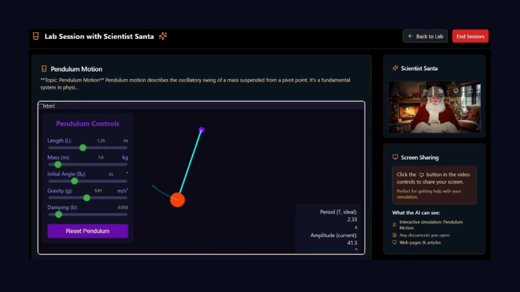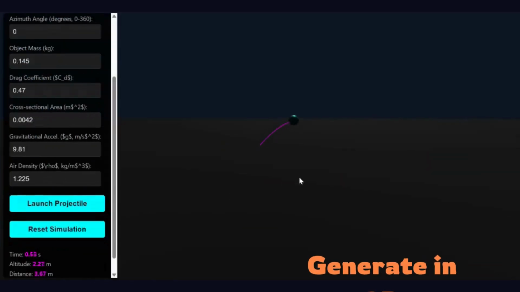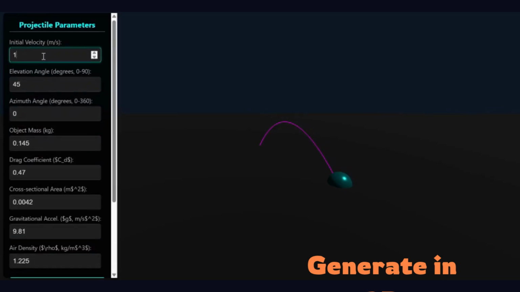it experiences. Generate concepts from different fields, understand complex topics with ease. Prompt in to generate simulation in 3D and view it in full screen mode.